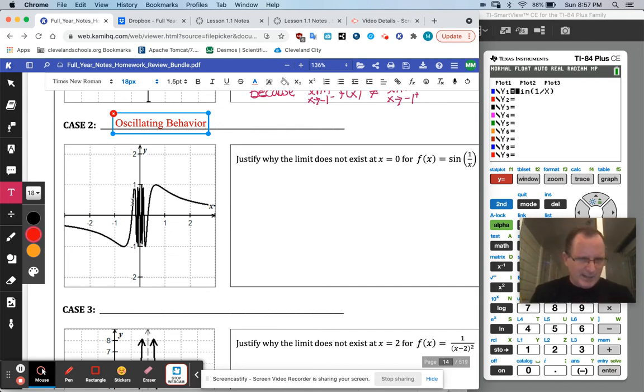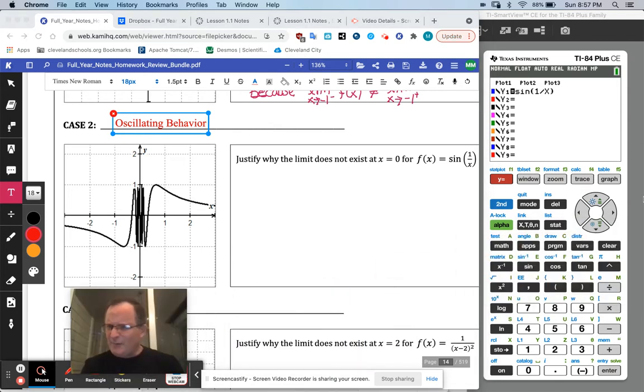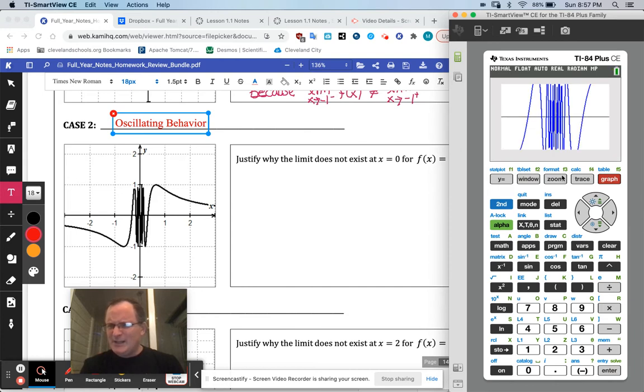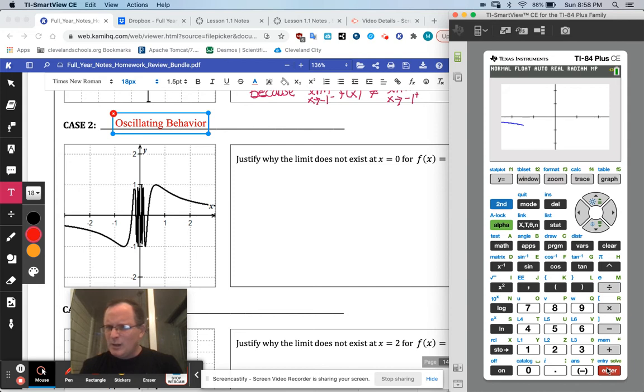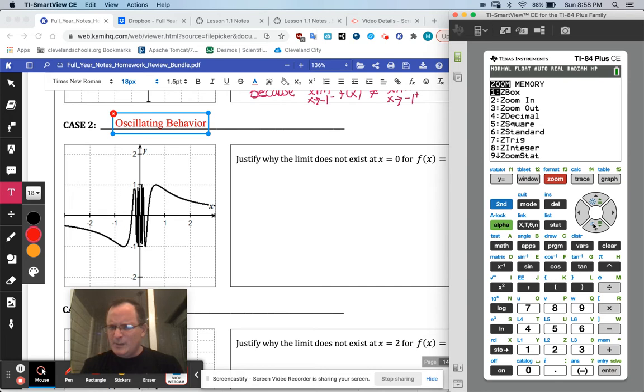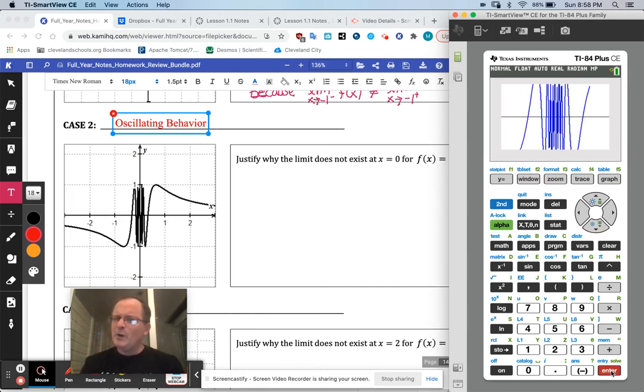When you look at the graph, if I graph this and just do a normal zoom 6, it kind of messes with my calculator a little bit. I can't really tell what's going on. So what if I tried to zoom? I'm just going to zoom in right there at 0, 0. Okay, a little bit better. Let's try one more time. Zoom in right there. Now we're getting a feel for it. It's just zigzagging back and forth between these things.